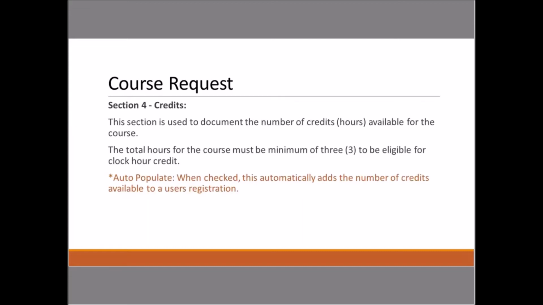Okay, course request Section 4, credits. And so I let them know, this is where we document the number of credits or hours available for the course. And then I remind them, if you're giving a course for clock hours, you have to have a minimum of 3 hours. And then I like to explain to them what that auto-populate checkbox means. I tell them that when you check that, it automatically adds the number of credits during registration so that the user doesn't have to.